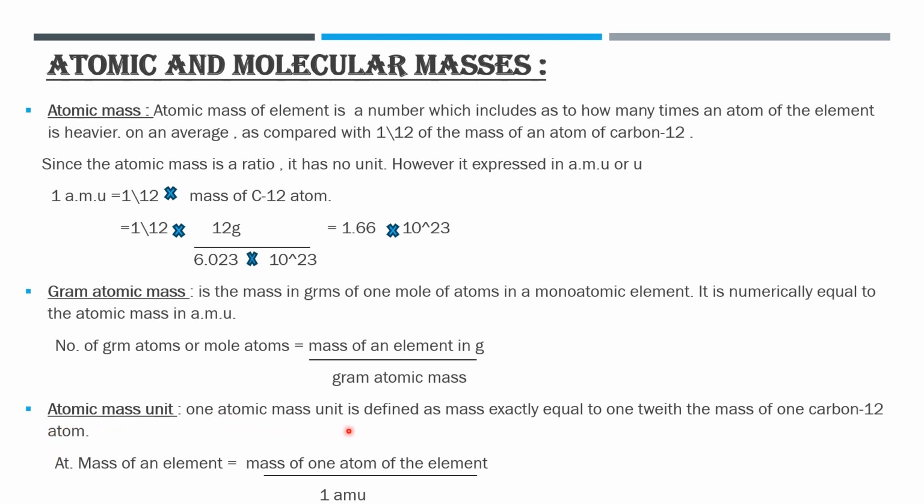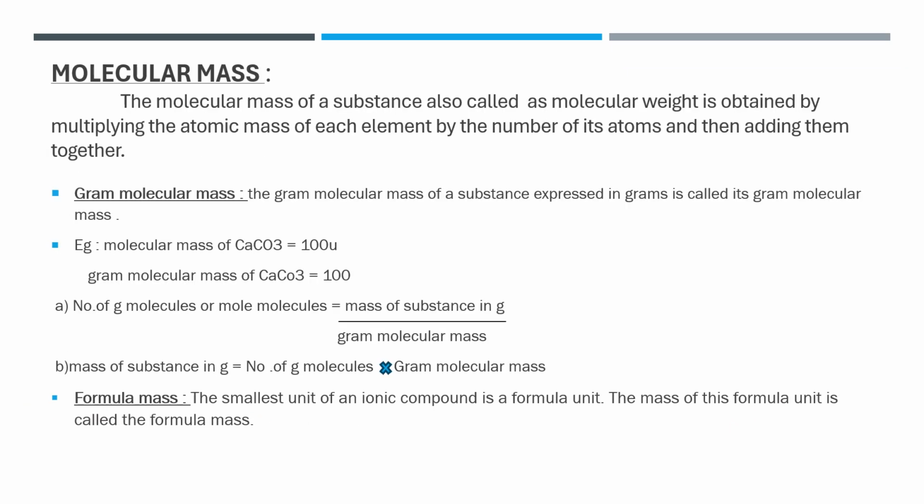One atomic mass unit is defined as a mass exactly equal to 1/12 the mass of one carbon-12 atom. So the atomic mass of an element is equal to the mass of one atom of the element divided by one atomic mass unit. That is, the mass of one atom of that element, with respect to one atomic mass unit. So this is what we came to know about atomic masses: gram atomic mass and atomic mass unit.